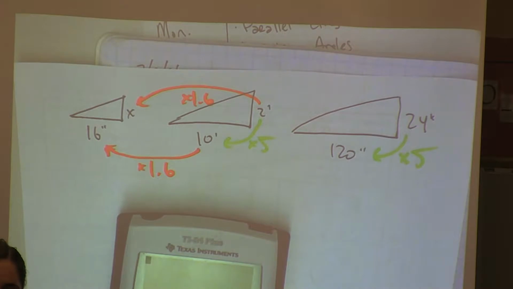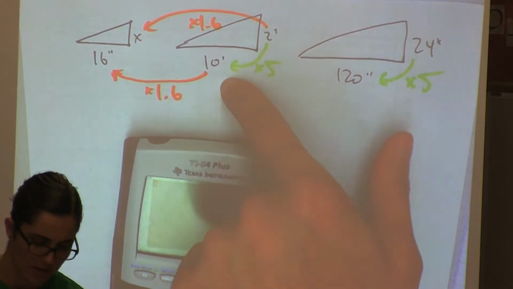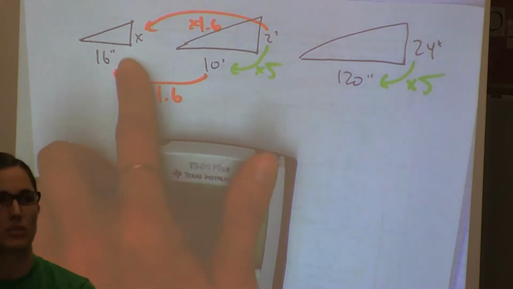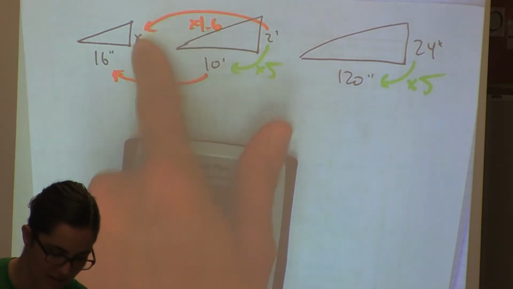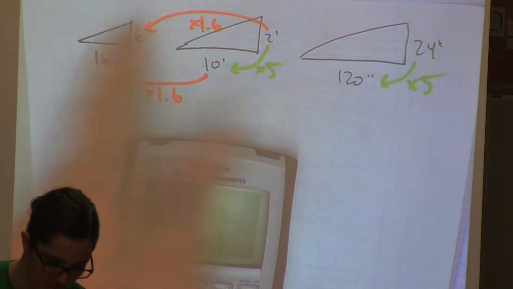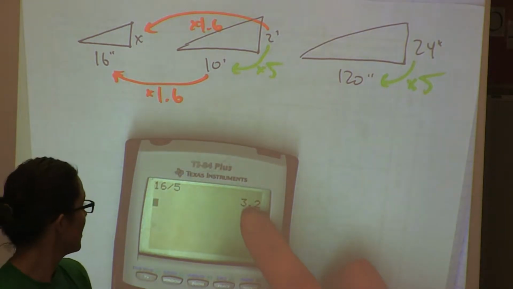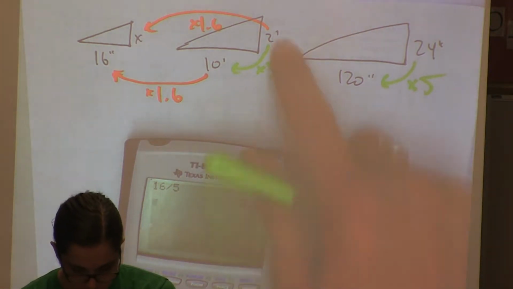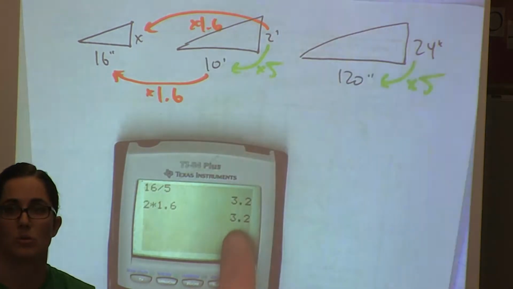Yes. You can find the ratio, like Chris is saying, between these sides. The other way you can look at it is there's a bunch of ways, and we've done a bunch of these. If 2 times 5 is 10, how do I go backwards from 16? Yep, divide by 5, and I get 3.2, which, if I had done 2 times 1.6, I would have got 3.2.